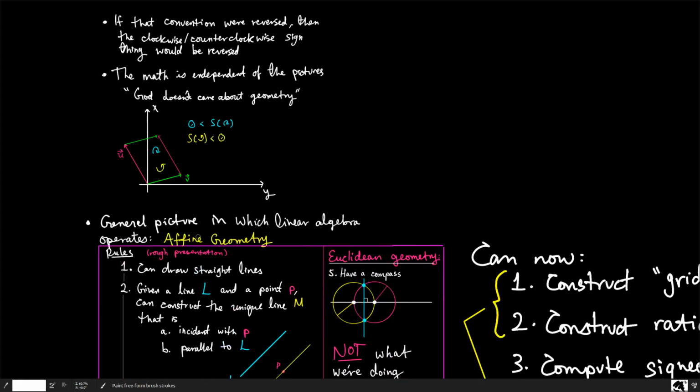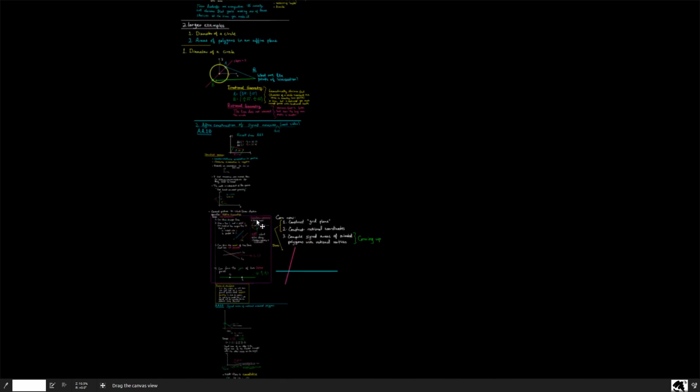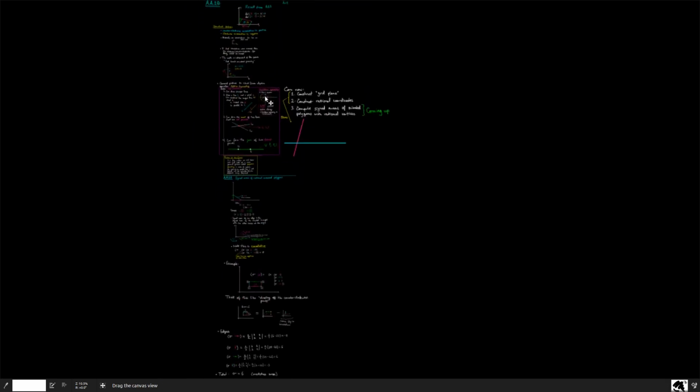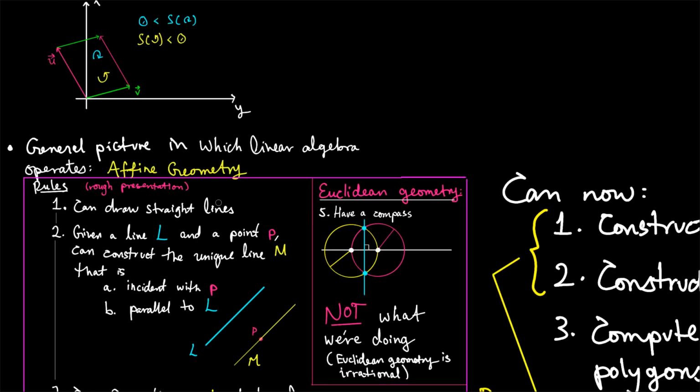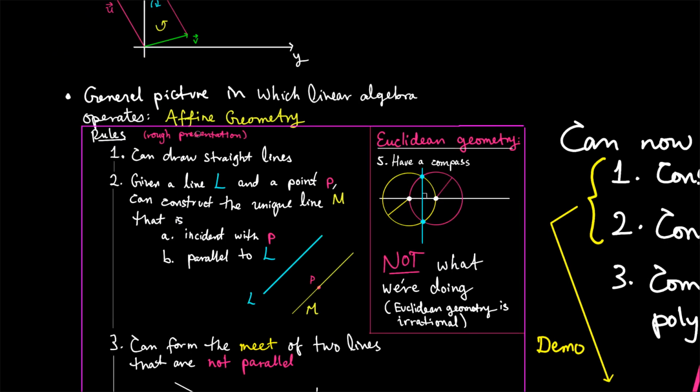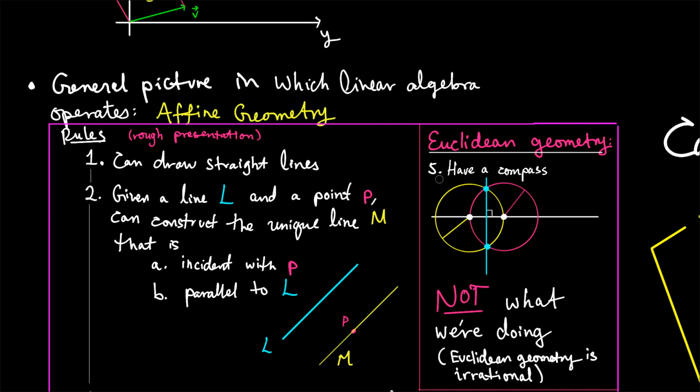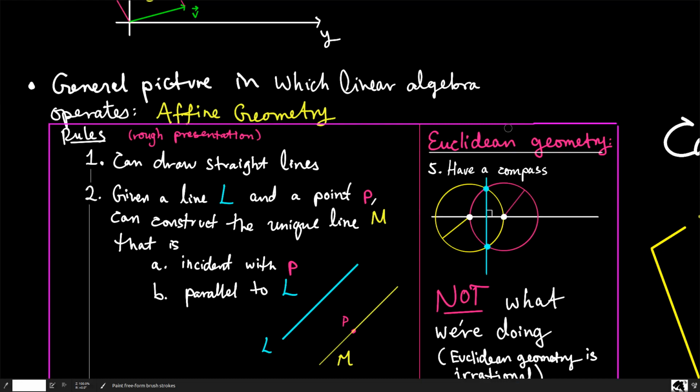All right, the general picture. So this is a very big picture that we're going over right now. The general picture in which linear algebra operates is something called affine geometry. And I want to mention that this is distinct from Euclidean geometry, which is not what we're doing. And I'm going to go over why that's a different thing.